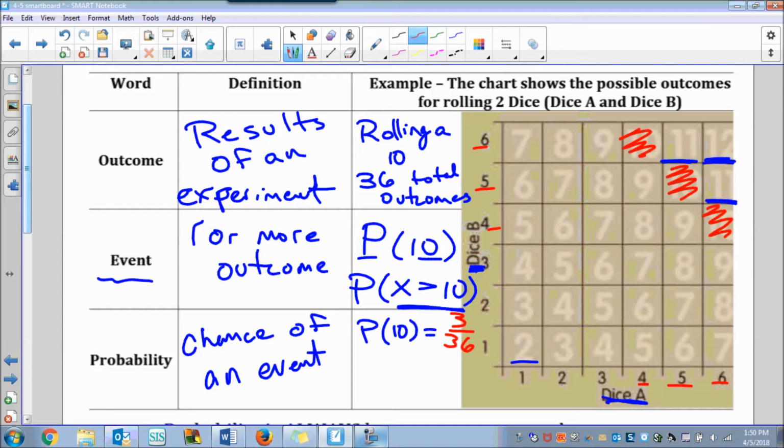If you're going to write this as a fraction, it should be simplified. We can divide the top and the bottom by 3 to simplify this fraction. That really changes into 1 out of 12. You can also write it as a decimal or a percent. Those are all the same. Here I'm just going to keep it as a fraction. So the probability that we roll a 10 is a 1 in 12 chance. There's about an 8% chance that we roll a 10.